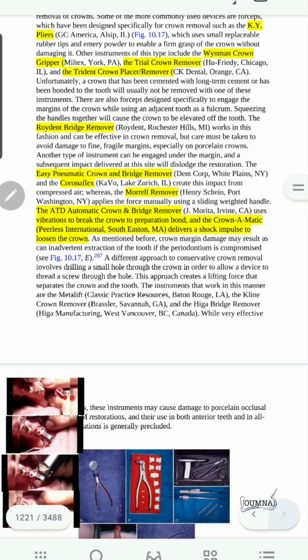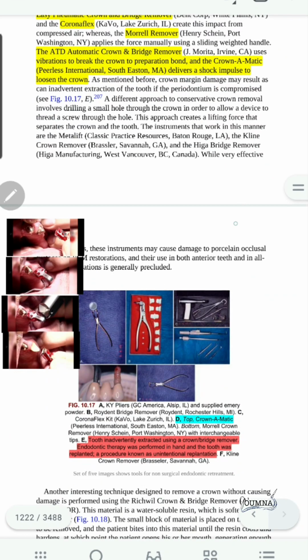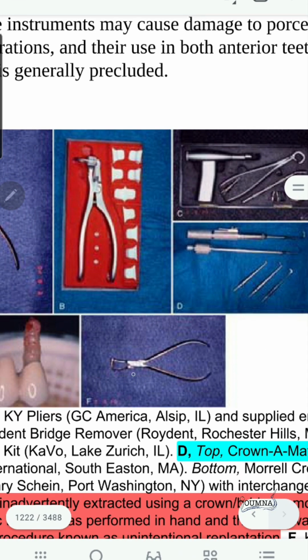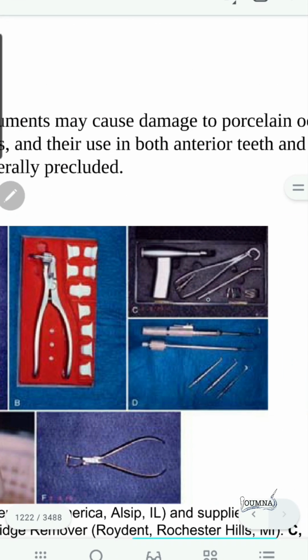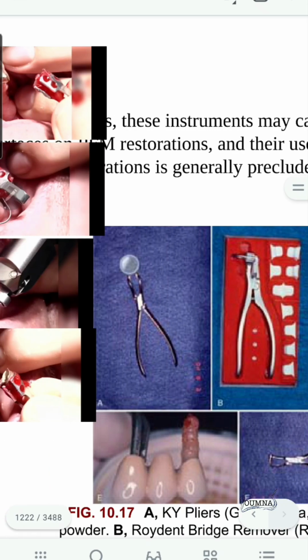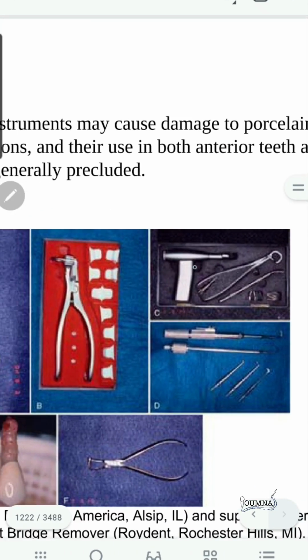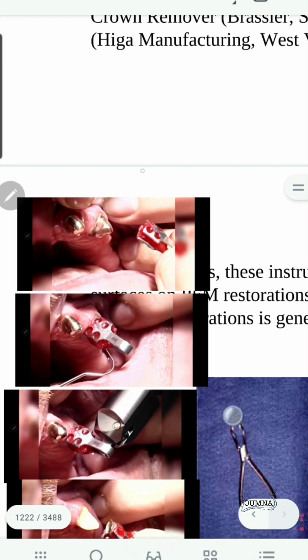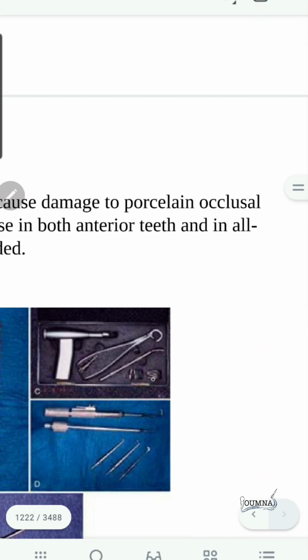The adjacent tooth is used as a fulcrum, so by squeezing the handles together, we cause the crown to be elevated off the tooth. This is its mechanism, and we use it in our country frequently. This is also another shape for this type of extracting machine, where we first cover the crown with an adhesive, and then we melt this putty and insert it in this clamp.